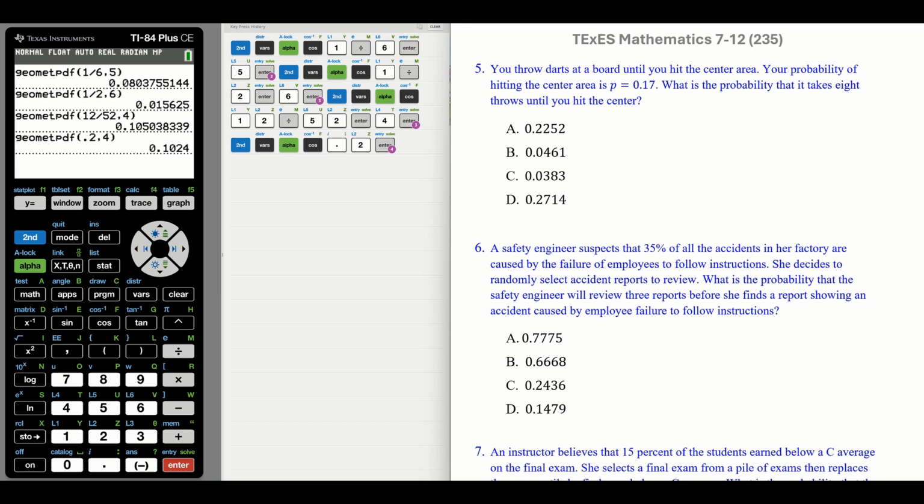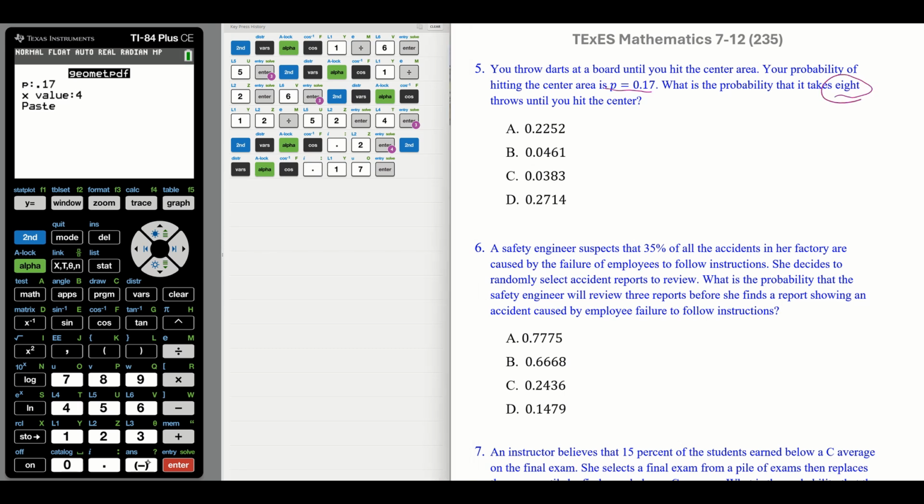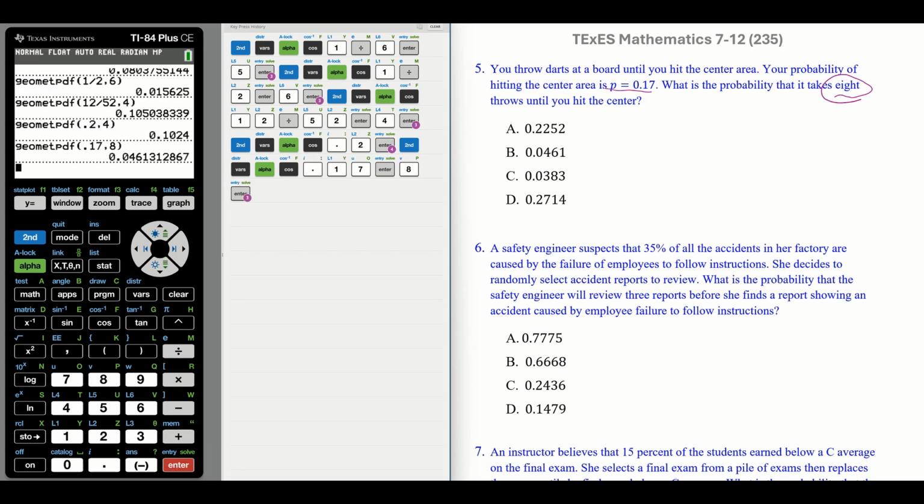Number 5, you throw darts at a board until you hit the center. Your probability of hitting the center area is 17% or 0.17. What is the probability that it takes 8 throws until you hit the center? So that's second vars alpha cosine, and our probability is 0.17. Enter. And there's our probability 8. We need 8 attempts before we hit it for the first time. That'd be me. I'd be worse. And our option is B.